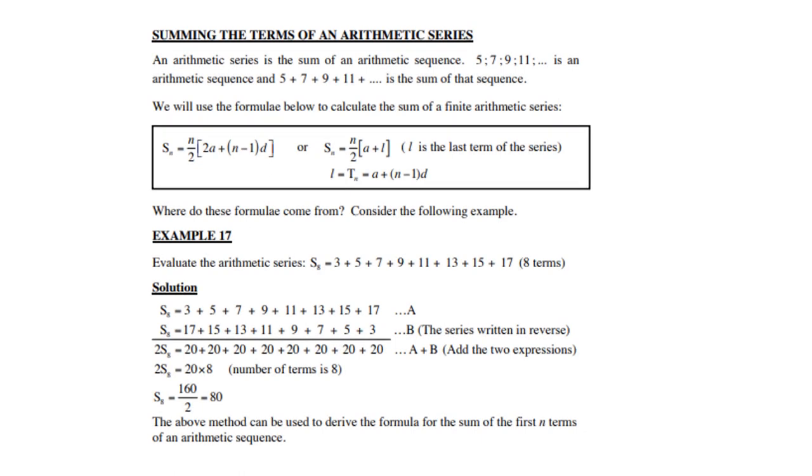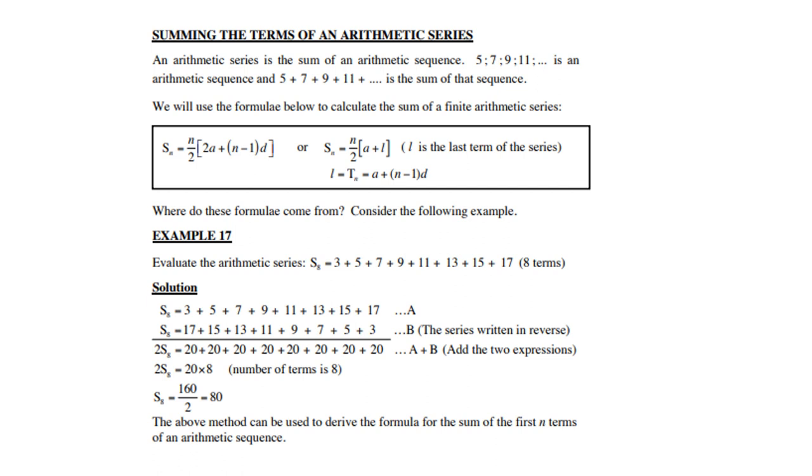Summing the terms of an arithmetic series. An arithmetic series is a sum of an arithmetic sequence. 5, 7, 9, 11 is an arithmetic sequence, and 5 plus 7 plus 9 plus 11 is the sum of that sequence. So there is a common difference of 2. We will use the formula below to calculate the sum of a finite arithmetic series.